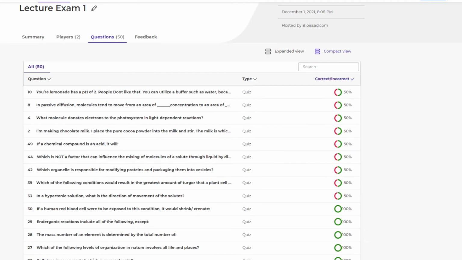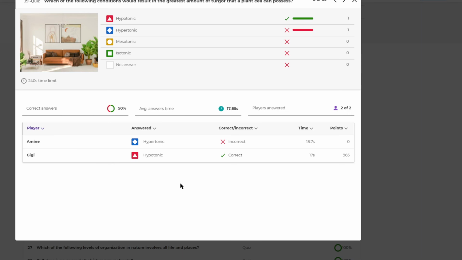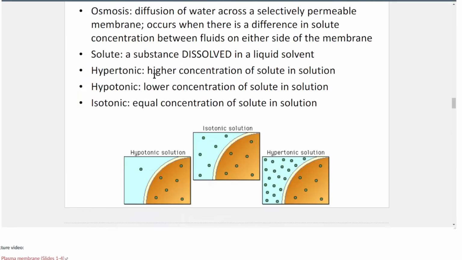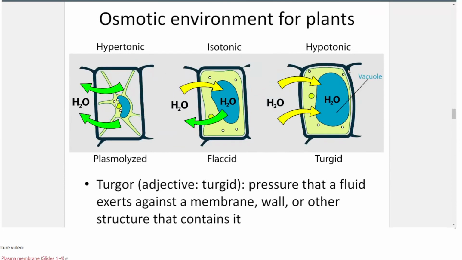So while we let it load, we're gonna keep that. And we're gonna go: which of the following conditions would result in the greatest amount of turgor that a plant cell possesses? So this one is hypotonic, not hypertonic. And we're going to look at the diffusion cells, of course. And right here, it says hypotonic turgor.